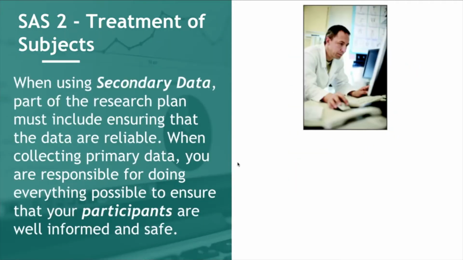So, all right. When using secondary data, part of the research plan must include ensuring that the data are reliable. Now, I already mentioned this, but when you collect primary data, you're responsible for doing everything possible to ensure that your participants are well informed and safe. So you see, you have to have safeguards for both types of data you collect.